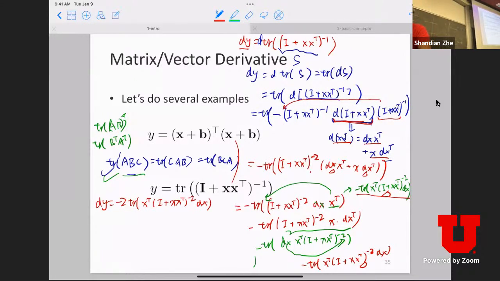So now it's very close to the final step. Remember, in the final step, we want dy times A dx. We want to identify this A, right? So now, who can tell me what this A is?